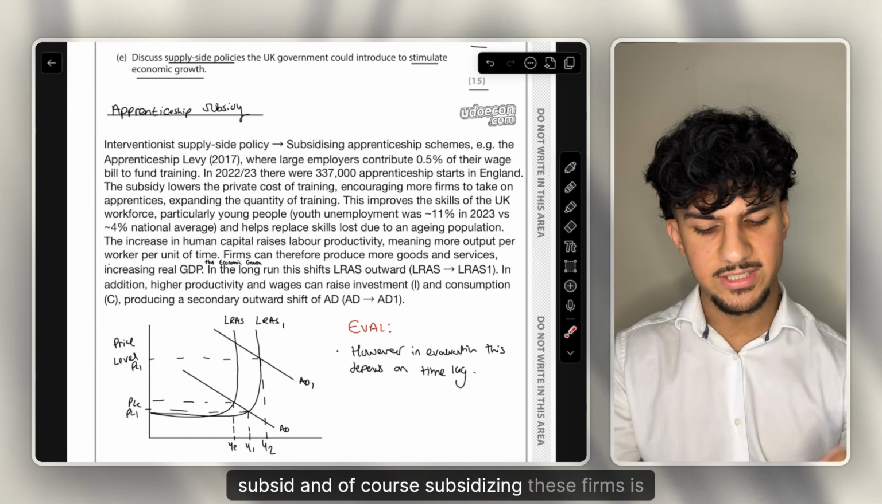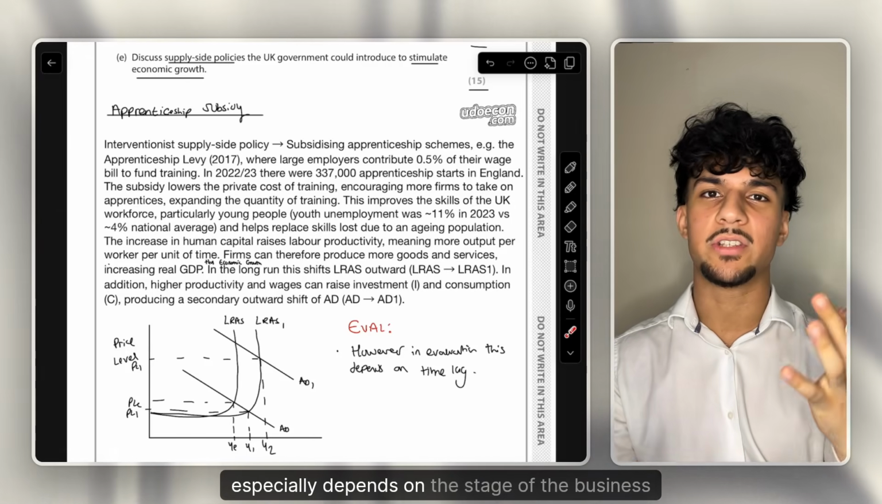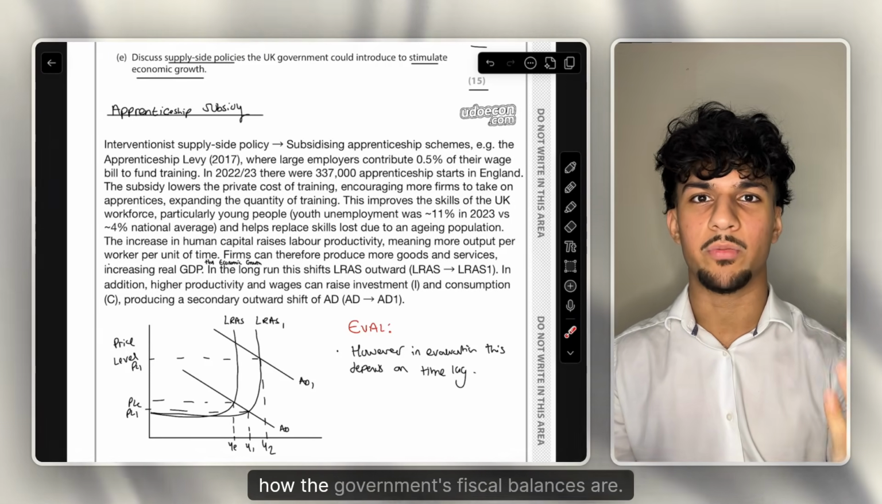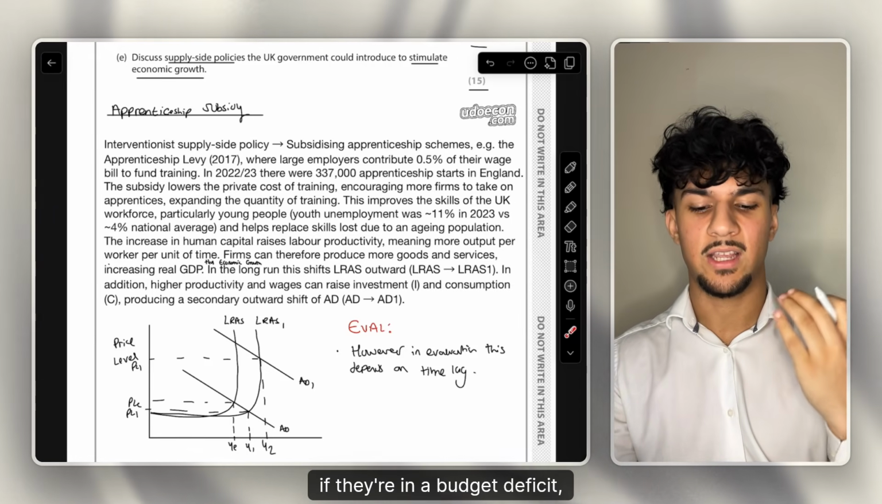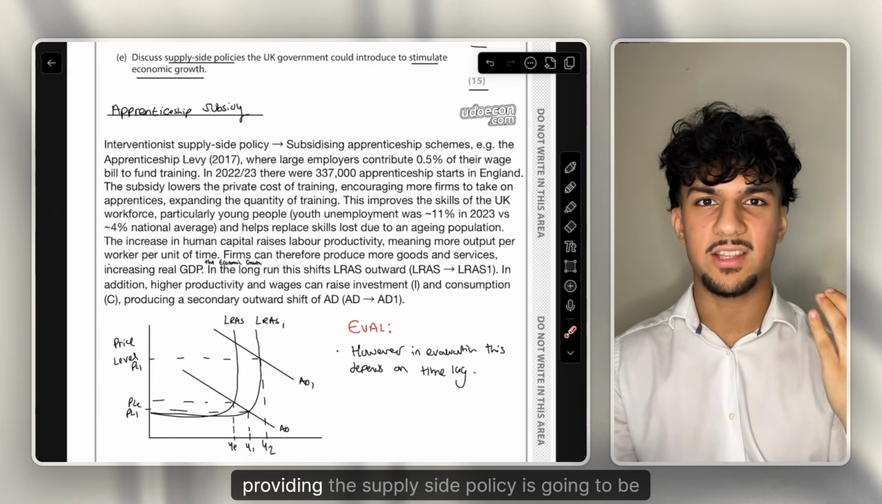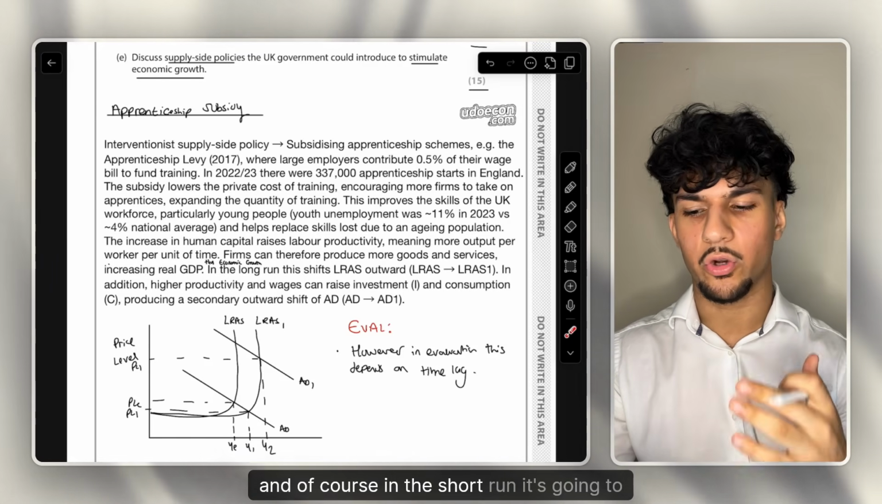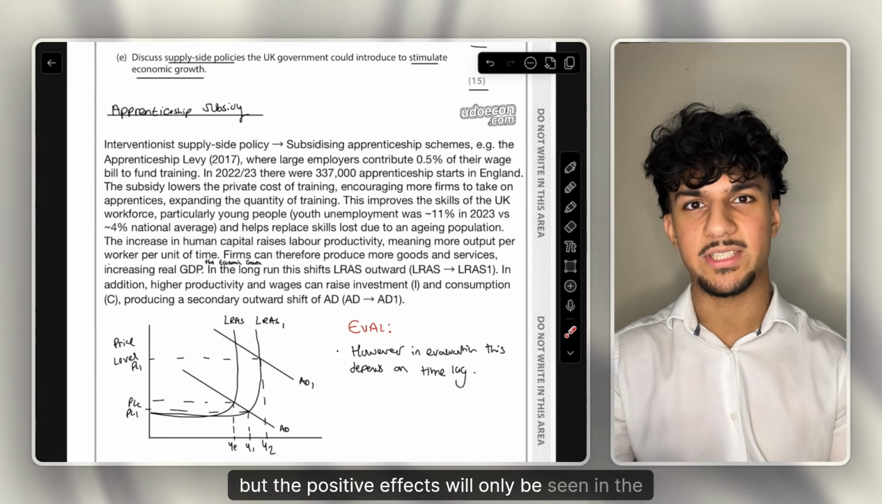And of course, subsidising these firms is going to be quite costly for the government, and especially depends on the stage of the business cycle the UK government is in, and also depends on how the government's fiscal balances are. If the UK is in a fiscal deficit, if they're in a budget deficit, subsidising these firms, providing the supply side policy, is going to be extremely taxing. And of course, in the short run, it's going to worsen the fiscal deficit, but the positive effects will only be seen in the long run.